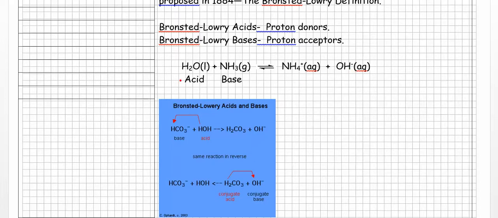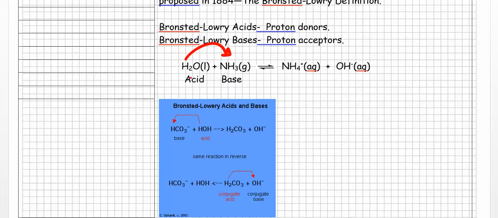But I want you to notice, if you go left to right, and that's the direction I want you to look right now, what's happening to the water? Well, water gave up a proton to the ammonia. How do you know? Well, look at it on the other side. It's not H2O over here. It's OH minus. That's one hydrogen less than it was on the left-hand side, isn't it? So that means water gave up a proton.